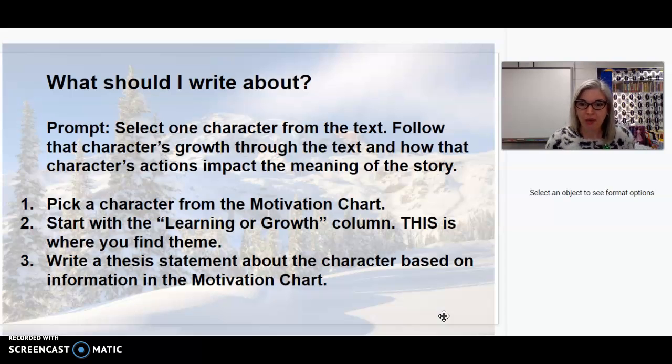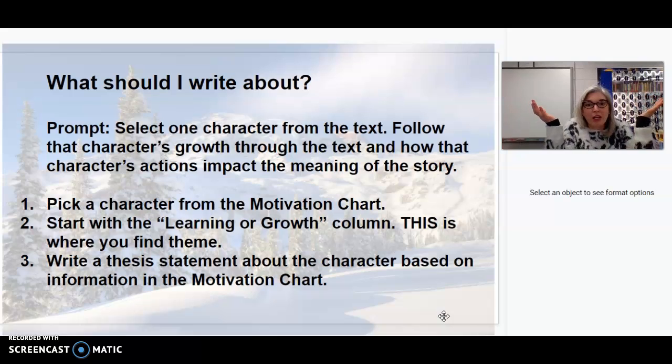And the prompt from the assignment sheet, if you go back into Google Classroom and find the Great Gatsby essay rough draft spot or the Great Gatsby final draft essay spot, both of those spots have the assignment sheet posted, and the prompt basically says to select one character from the text and follow that character's growth through the text and how that character's actions, beliefs, motivations, or whatever impact the meaning of the story.